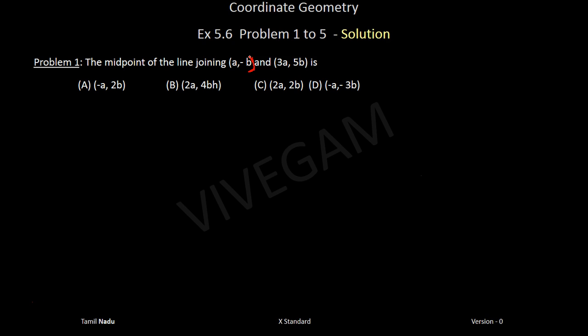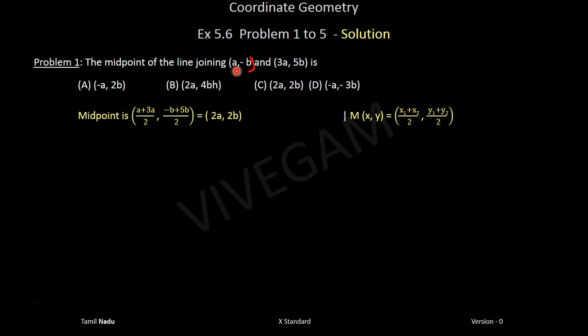Now, they have given you 2 points and they are asking us to find the midpoint. So basically we need to use the midpoint formula. What's our midpoint formula? The midpoint of (x1, y1) and (x2, y2) is ((x1 plus x2) by 2, (y1 plus y2) by 2). The sum of the abscissa divided by 2, sum of the ordinate divided by 2.